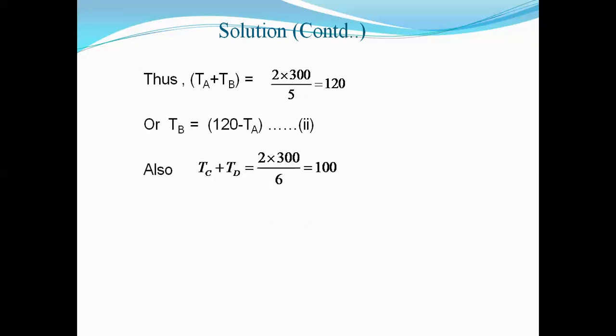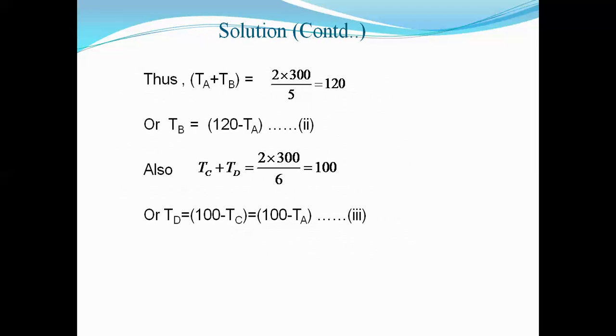Similarly, TC plus TD is equal to 2 into 300 divided by 6, because M2 is equal to 6 module. So TC plus TD is equal to 100. And TC plus TD is equal to 100, so TD is equal to 100 minus TC, అని రాస్తాం.